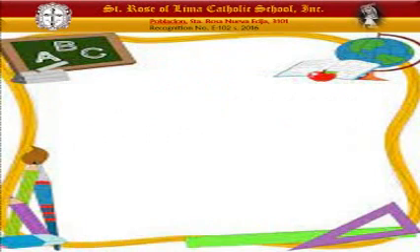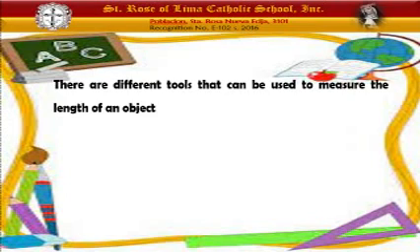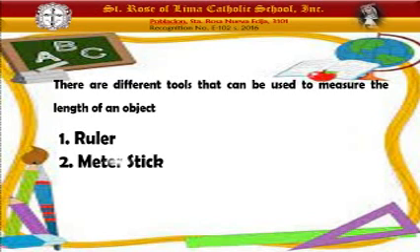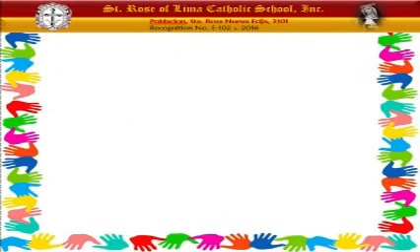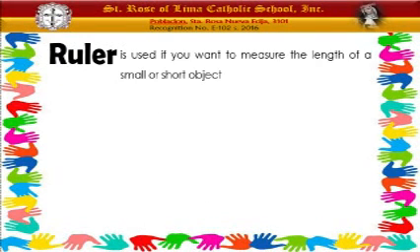So there are different tools that we can use to measure the length of an object. These are the ruler, meter stick, and the measuring tape. So let's talk about the ruler. A ruler is used if you want to measure the length of a small or short object. So if you are measuring a small or short object, we can use a ruler.